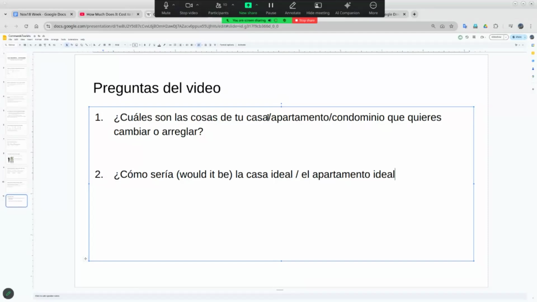Le dije que no. Después de pagar por las ventanas, no tengo $10,000. Bien, vale. Bueno, ok. Adelante.